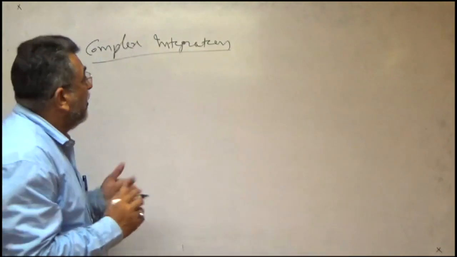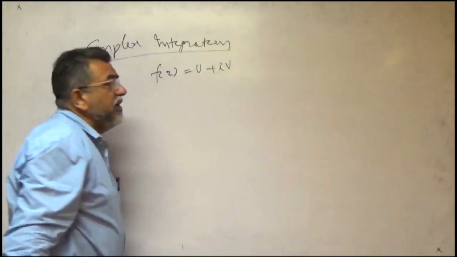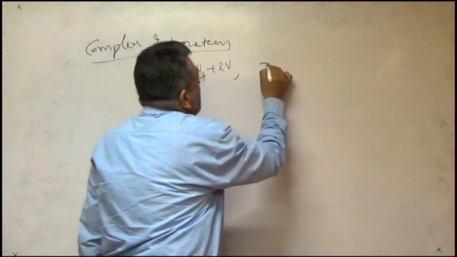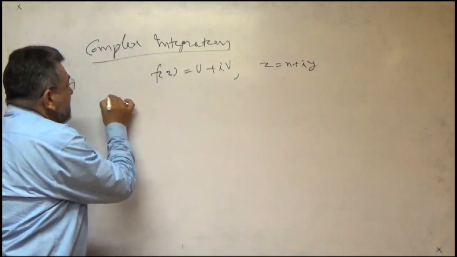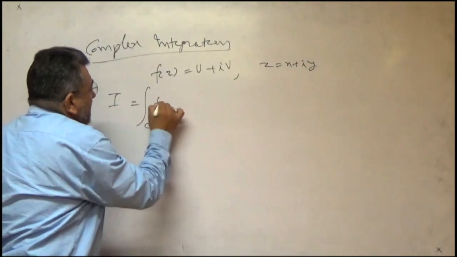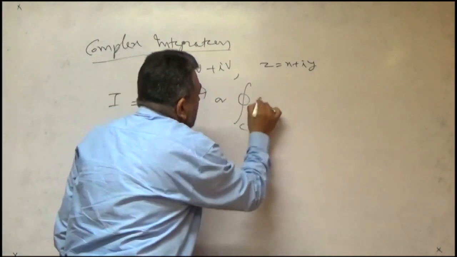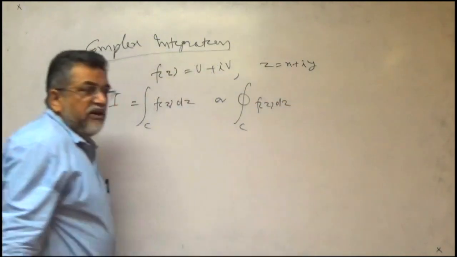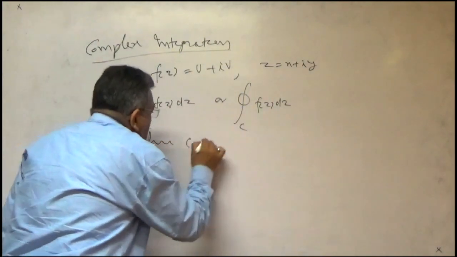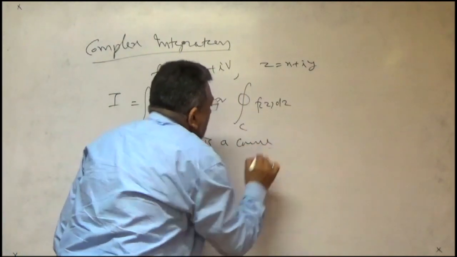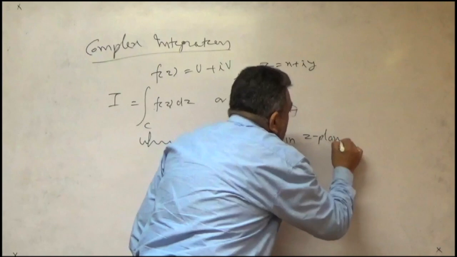complex integration. If we have f(z) a complex function, f(z) equal to u plus iv, and you know that z is x plus iy as a complex number, then we take an integral I as integral over C of f(z) dz, or you can say a closed integral over C of f(z) dz. This is a complex integral where C is a curve in the Z plane, or you can say complex plane.